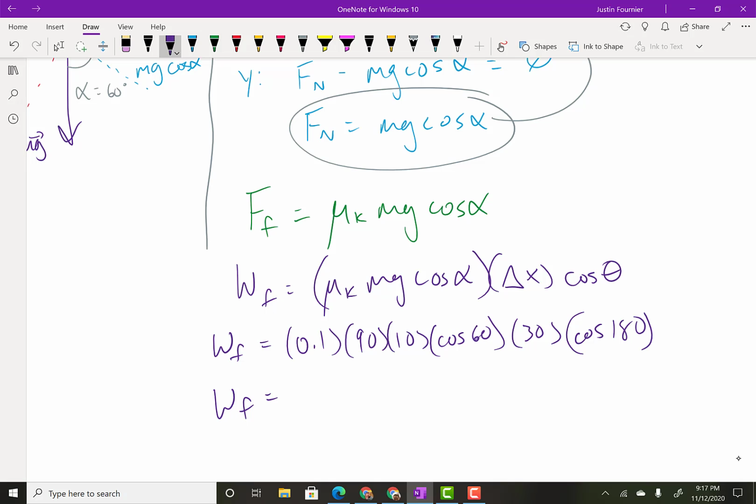So that's going to be 0.1 times 10 is 1. So I got cosine of 60, I'm pretty sure is a half. So I got cosine of 60 times 90 times 30. And then the cosine of 180 is -1. So this is going to end up being, and I'm rounding to two significant figures for a very specific reason, negative 1,400 joules.